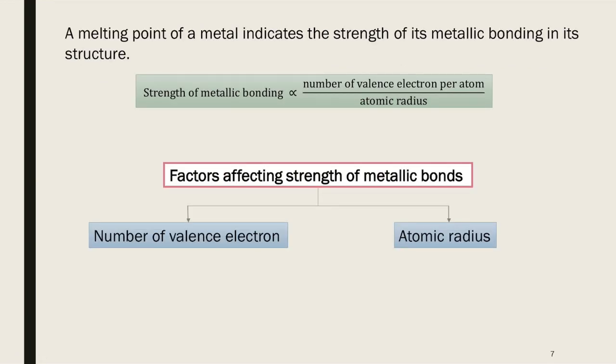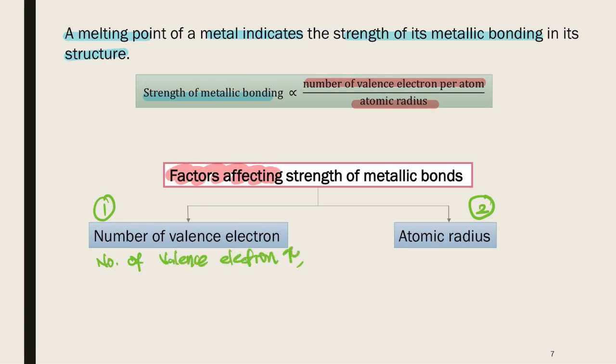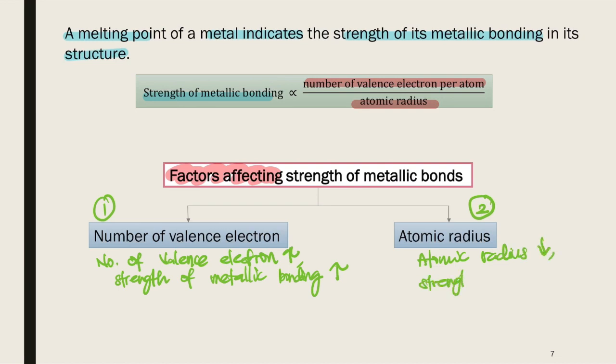Next, kita tengok pula daripada segi melting point. So kita tahu melting point of a metal indicates the strength of its metallic bonding in its structure. So strength of metallic bonding is directly proportional to the number of valence electron per atom over the atomic radius. So from this relationship, we know that there are two factors affecting the strength of metallic bonds. The first one is the number of valence electron, and the second one is the atomic radius. Therefore, when the number of valence electron is high, okay, the strength of the metallic bonding is also strong. Okay, in terms of atomic radius, when the atomic radius is small, the strength of metallic bonding will be increasing.